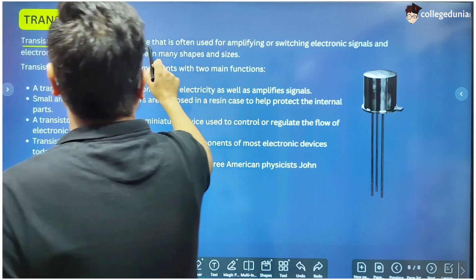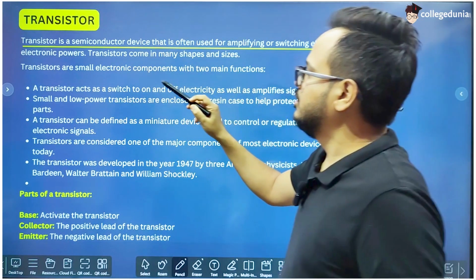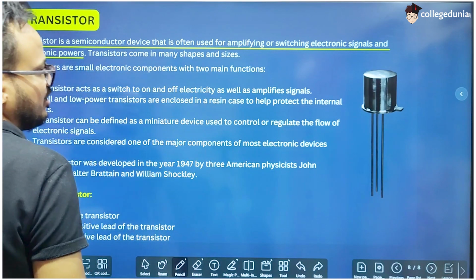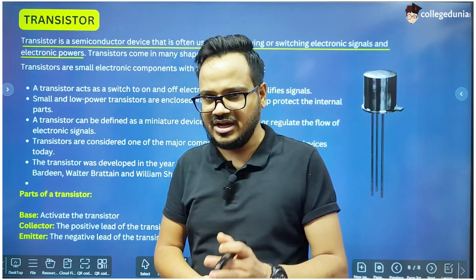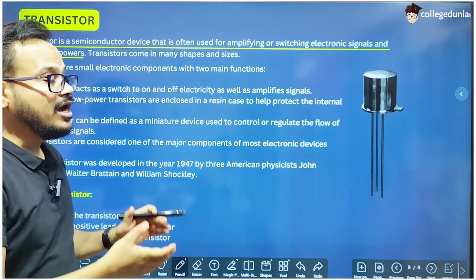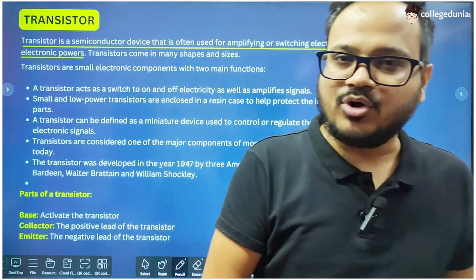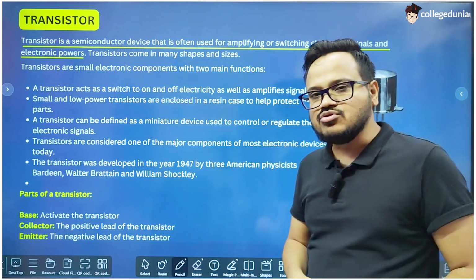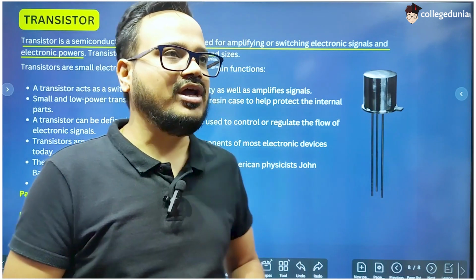A transistor is a semiconductor device that is often used for amplifying or switching electronic signals or electronic power. We all know that a semiconductor chip is there in all the digital devices like mobile phones, laptops, televisions, smart boards, smartwatches, and one of the major components of all these electronic chips is the transistor. A transistor is used to amplify signals, or to switch on or switch off electronic signals.